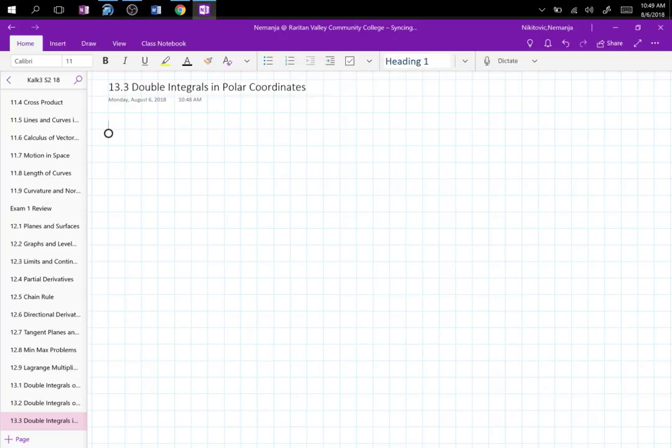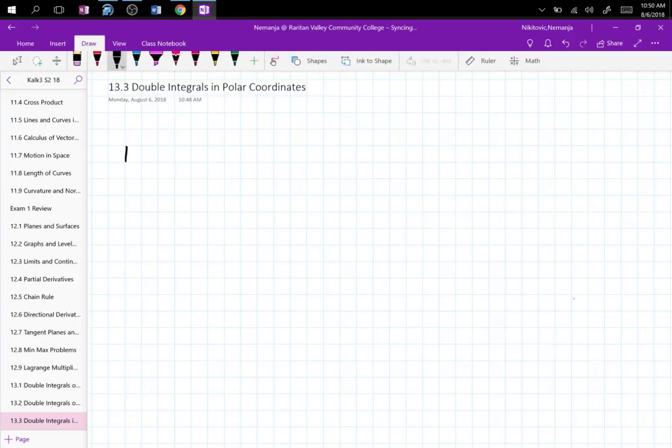Hello and welcome back to Calculus 3, section 13.3 on double integrals in polar coordinates, or over regions that are described in polar coordinates. So we have had in the past rectangular regions and then general regions.